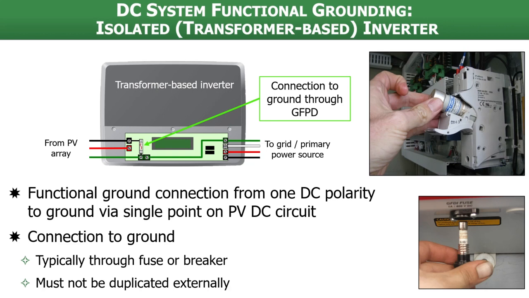It's connected to ground through that ground fault protection device, which contains a fuse. The connection to ground, as I said, typically would be through a fuse or some type of breaker, and we don't want to duplicate that connection externally. We only want to have one point where the DC conductor is connected to ground.